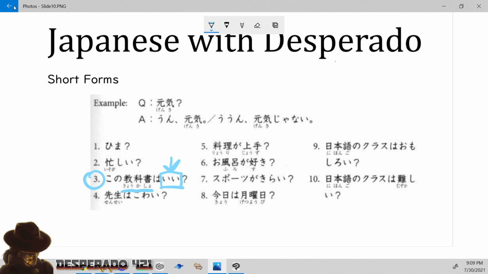Is your textbook at home? So, ii is what? Home? It's good. No, or good. Oh, right. What was I thinking of? I think you're thinking of e, probably. So, kono kyokasho wa ii. Is the textbook good? Yes.